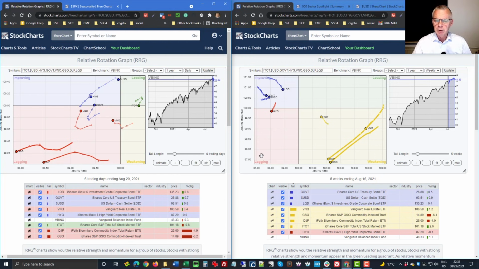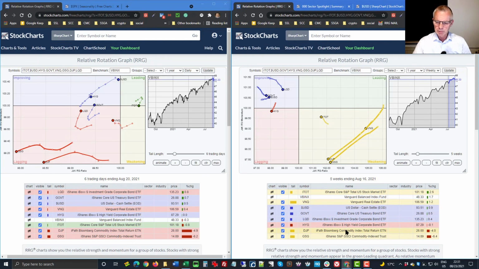If we look at the weekly rotations, we see the weakness for commodities showing up here. Very long tails now. If you put the tails on for commodities, you see that they're very long. That's indicating a lot of power behind those moves. They're inside weakening, but they're rapidly heading towards lagging. So the long-term bullishness for commodities seems to at least go into a period of consolidation or maybe a little correction.